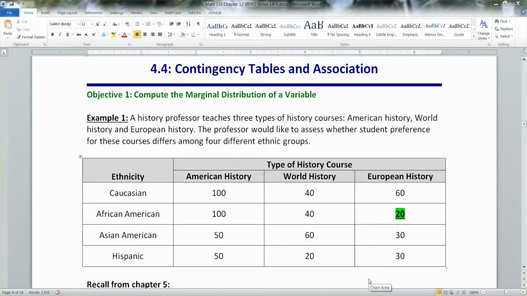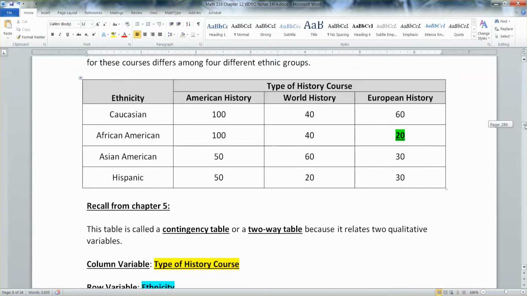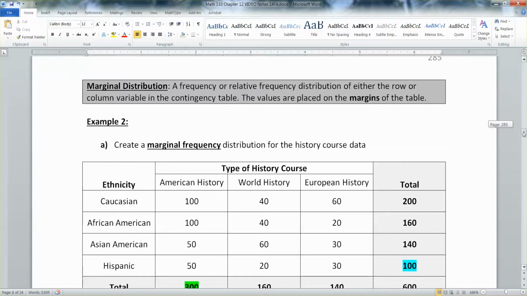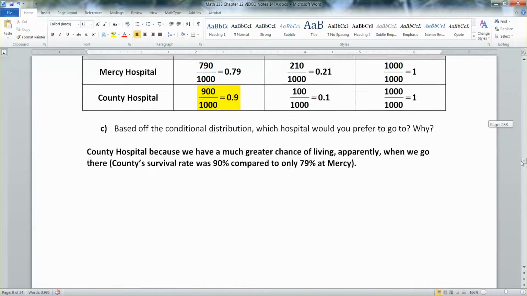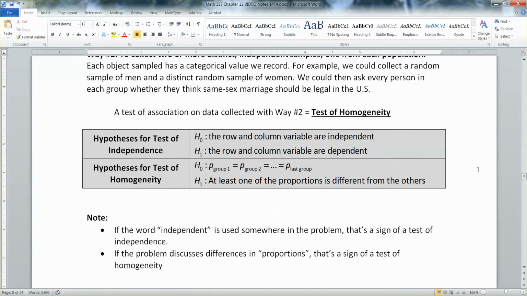In Chapter 5, we saw contingency tables for the first time, and that was because I cut section 4.4 from there and I put it here at the end. And I wanted to revisit contingency tables for a second. Remember, you have a column variable and a row variable. And the reason I put them here is because they're for dealing with qualitative data in two different data sets. And that means that we can run a hypothesis test on them.